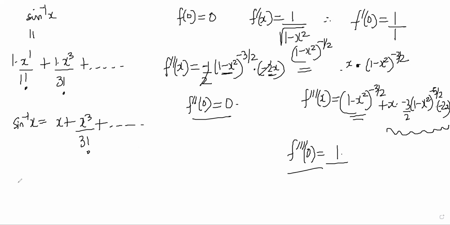So sine inverse x by x is definitely 1 as x tends to 0. Divide by x, it will be 1 plus something, correct? In a similar way, you can prove that tan inverse x by x is also 1. Okay, fine. Now let's do some examples which use these trigonometric limits.